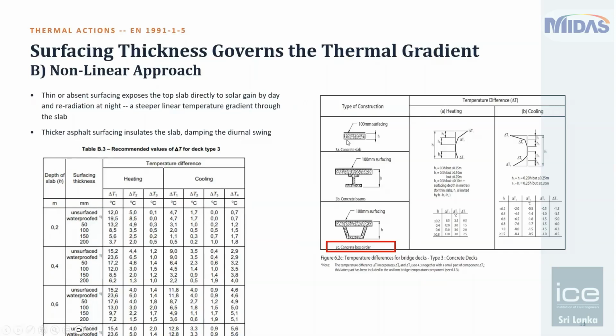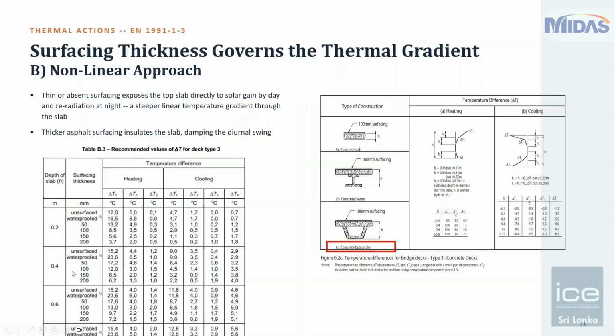So the one that we currently looked at is the concrete slab, which is 3A instead of this concrete box. I'm sorry about this incorrect markup. So 3A concrete slab, 100 surfacing. These values are dependent on the 100 surfacing. If you want to correct for it, you can come to Annex B, Table B.3 of Eurocode 1, EN 1991-1-5, and correct for those temperatures based on the surfacing thickness and depth of the slabs.